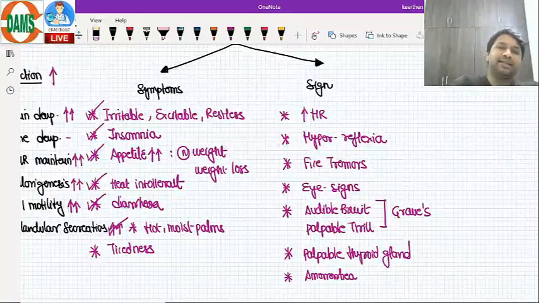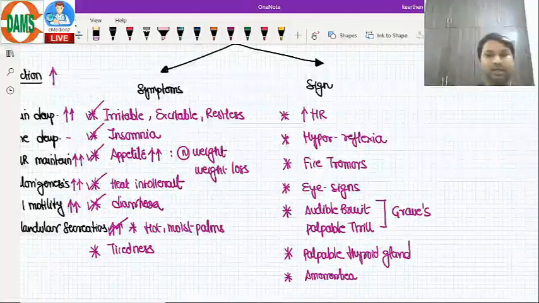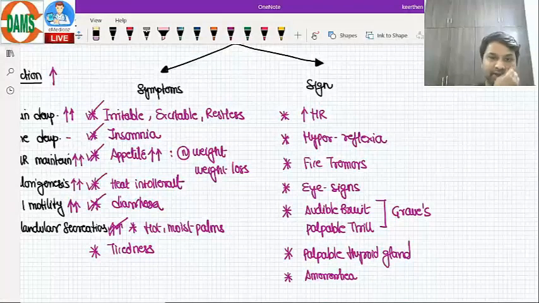Malignancy will be day after tomorrow. Tomorrow will be toxic goiters, thyroid surgeries and clinical examination. And from day after tomorrow, we'll start thyroid malignancies.